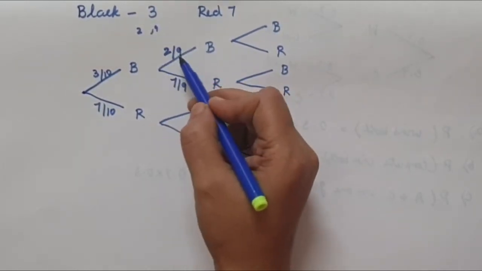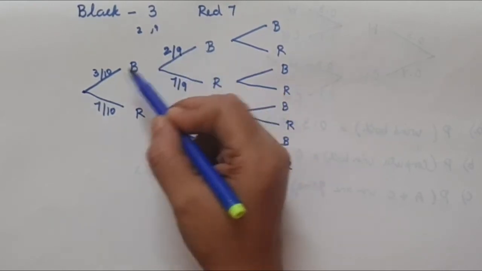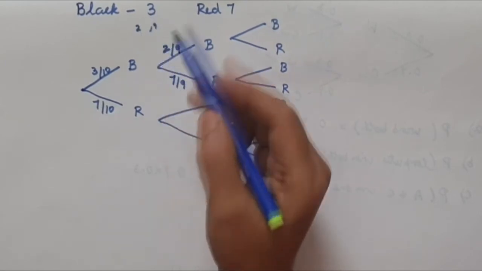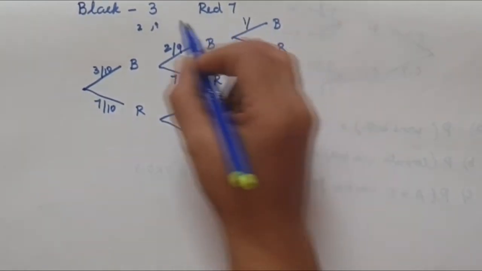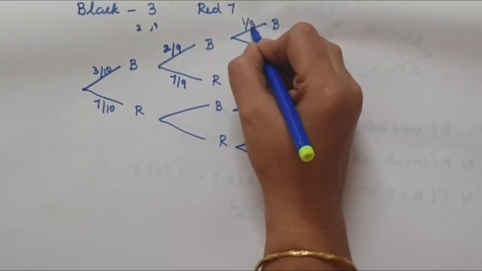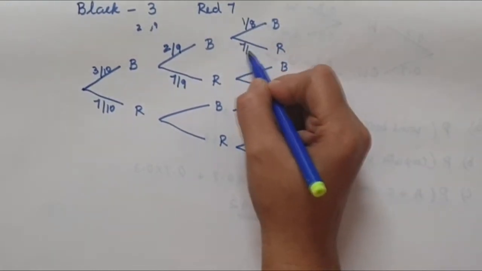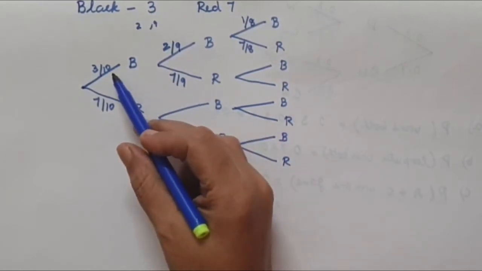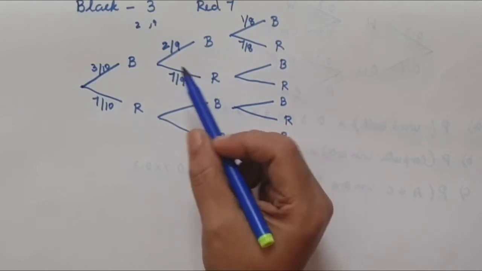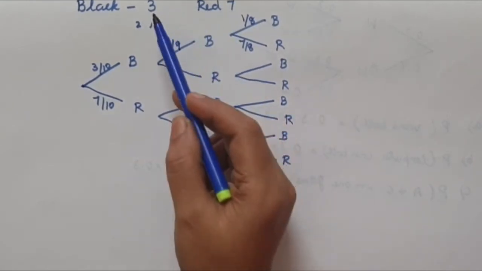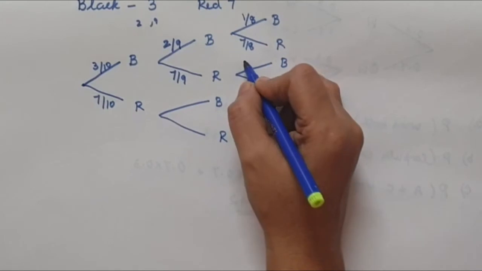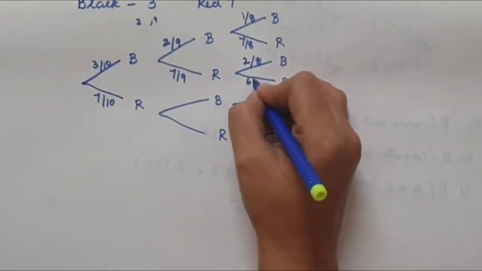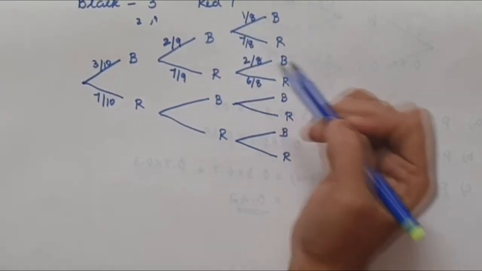Now again, we have removed another. So black and black, twice we have removed. From 3 we have removed 2 black, so only one black ball will remain. So it will be 1 black ball and 7 red, so the total is 8. So this will be 7 over 8. Now, in this case, 1 black is removed, 1 red is removed. Black will become 2, and the total is 8. So red will be 6 over 8, because red also has reduced.